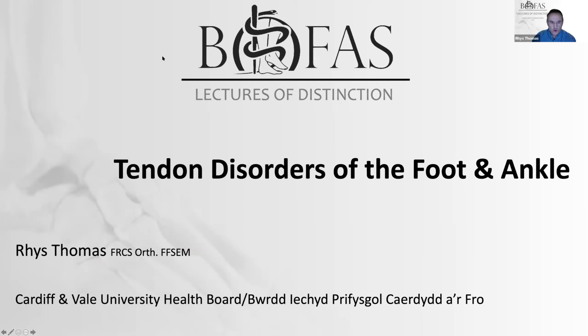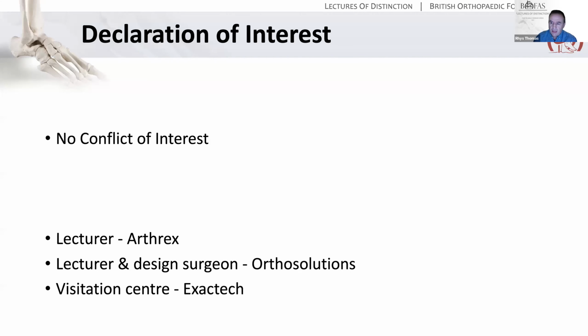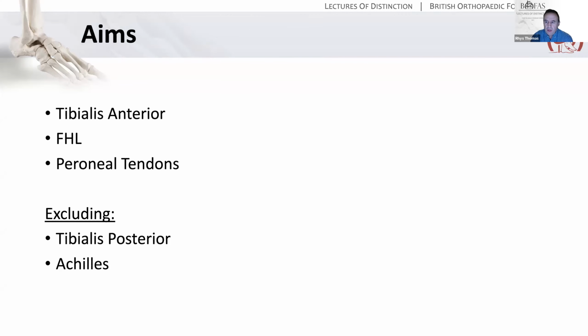So this evening's talk is about tendon disorders of the foot and ankle. I don't have any declarations of interest with regards to this talk. So what we're going to cover tonight are the common pathologies associated with the Tibialis anterior tendon, Flexor Hallucis longus tendon, and the Peroneal tendons. We're not including Tibialis posterior disease, and we're not including Achilles tendon because there are lectures covering those during the lecture series.